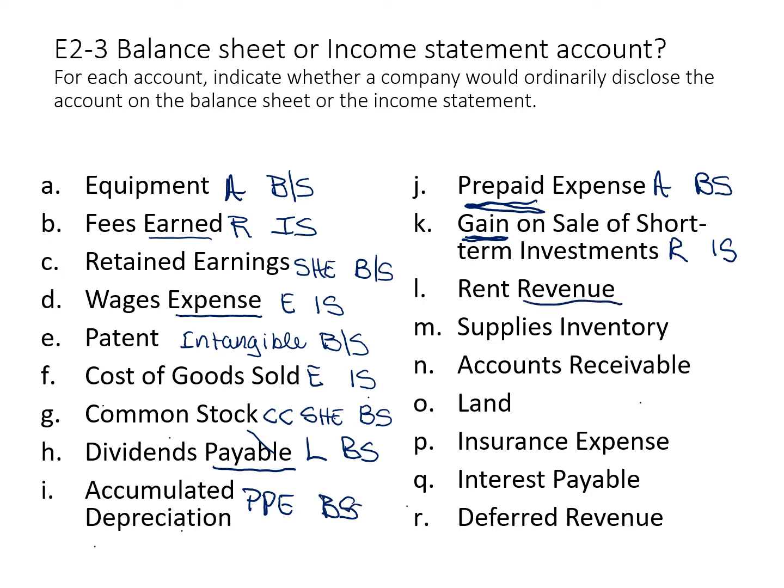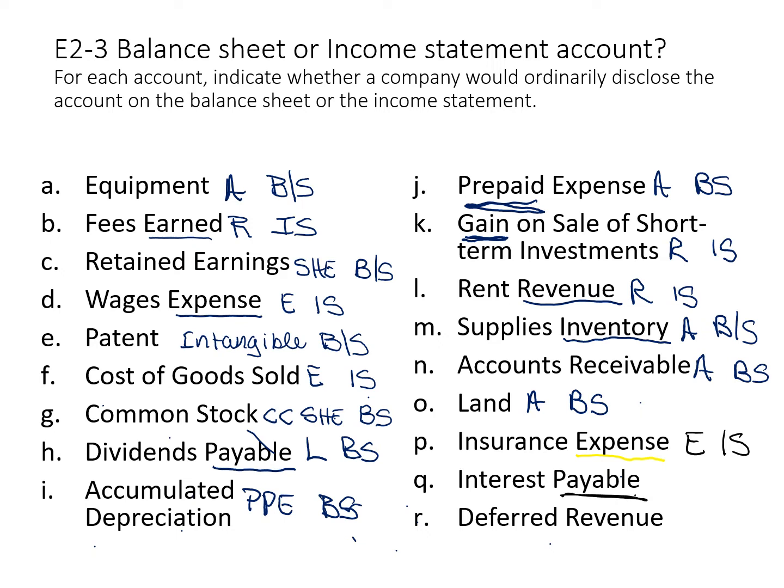Rent revenue is a revenue, so it's on the income statement. Supplies inventory is an asset account, and so yeah, you got it, it's a balance sheet. Accounts receivable is an asset, and it belongs on the balance sheet. Land is an asset and it belongs on the balance sheet. Insurance expense is, I changed the color, is an expense, so it's on the income statement. Interest payable is a liability, so it's on the balance sheet.